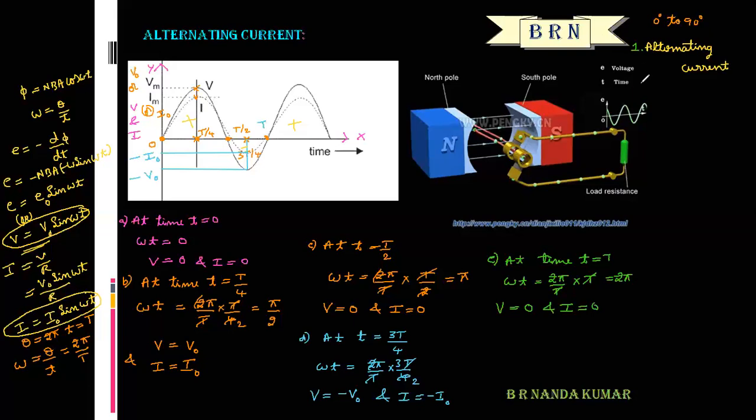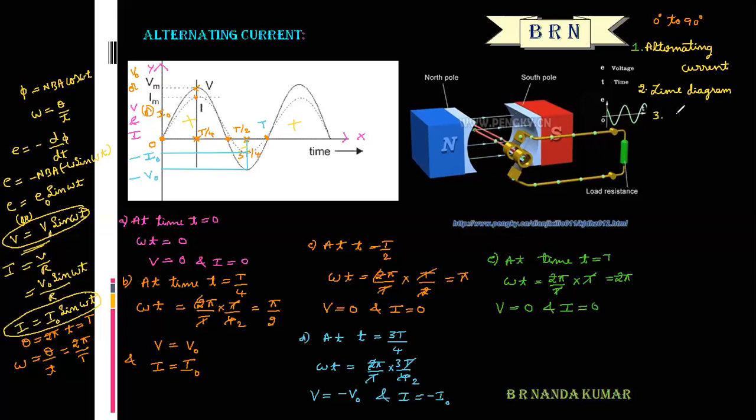What is the meaning of time diagram? A diagram which represents the time varying current and time varying voltage. A diagram which represents the time varying current and time varying voltage. Actually, that is called the time diagram.